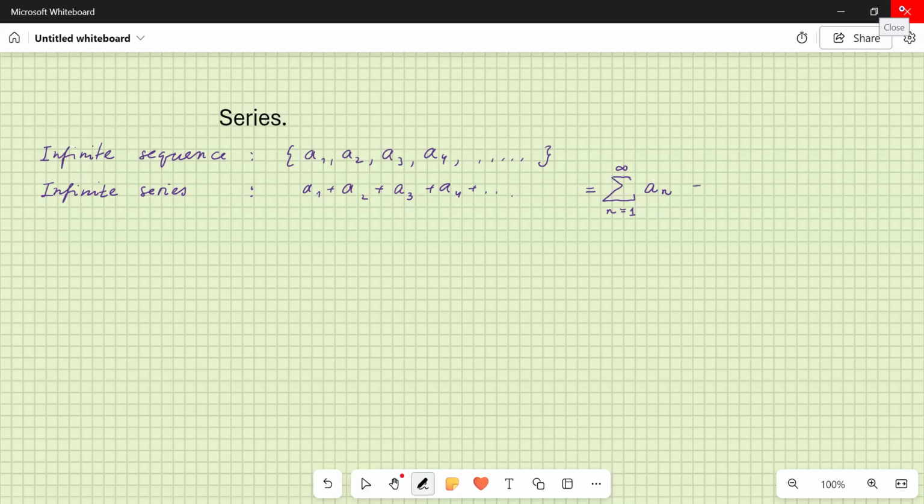And in some books, you can even see just sigma an without labeling the bottom and the top, because usually it starts with 1 and ends in infinity. So sometimes people are going to skip it.